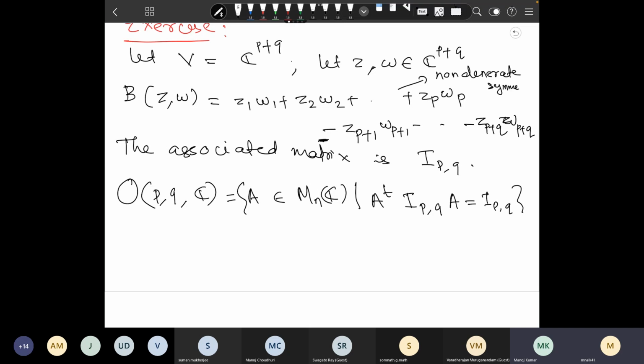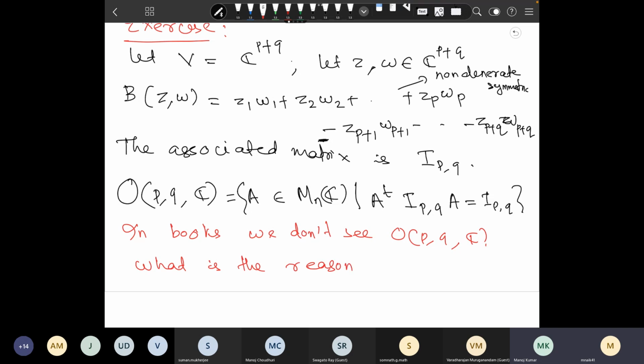So this O(p,q)(C) is a group, but in books you will not find the definition of O(p,q)(C). People usually do not define it, and what is the reason for that? This is a very simple question, but related to the total bilinear form. So we will answer this in the next slide.